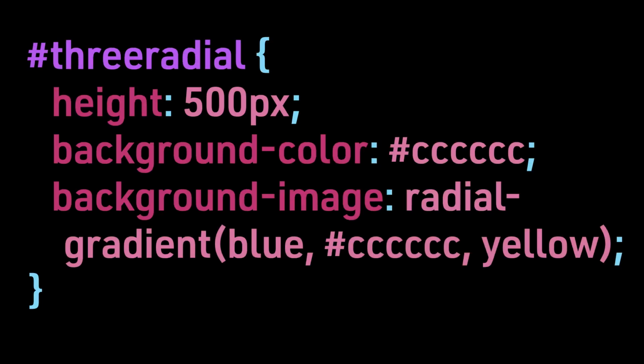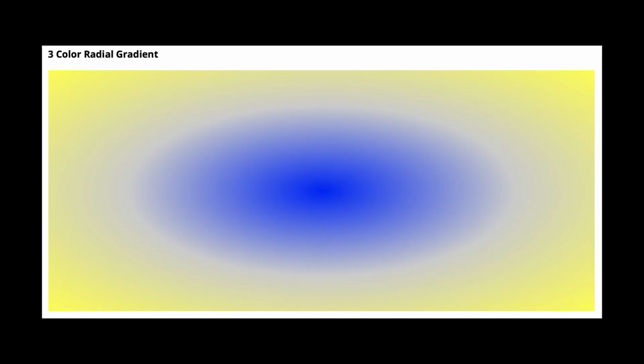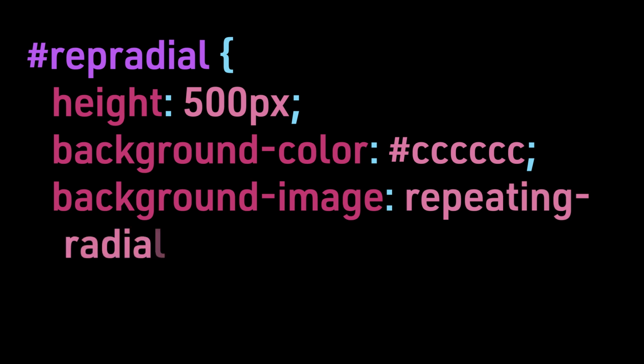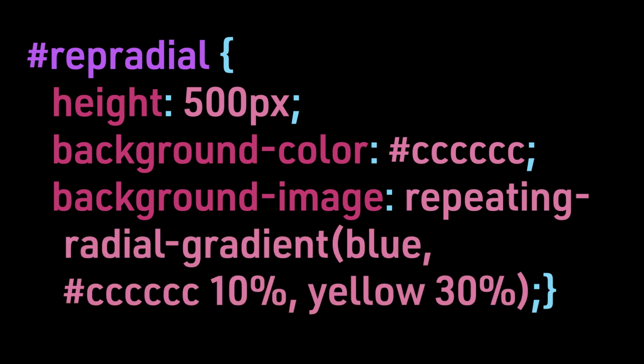How does the code change for a third color? Next, we will add a third color to our radial gradient. In this case, the final color at the edges will be yellow. How do you make a radial gradient repeat? And finally, we will repeat the radial gradient.